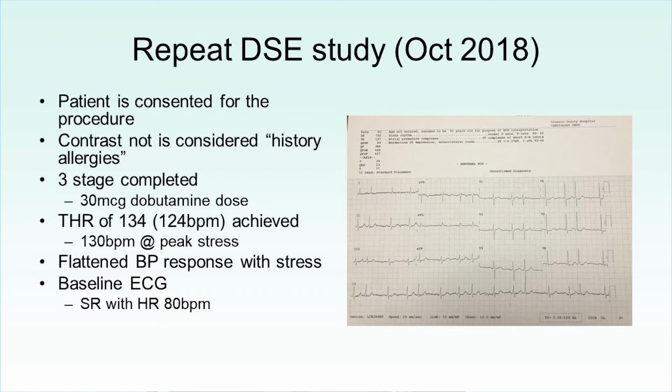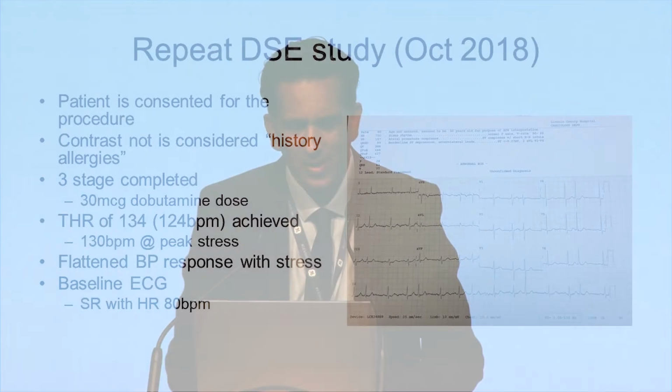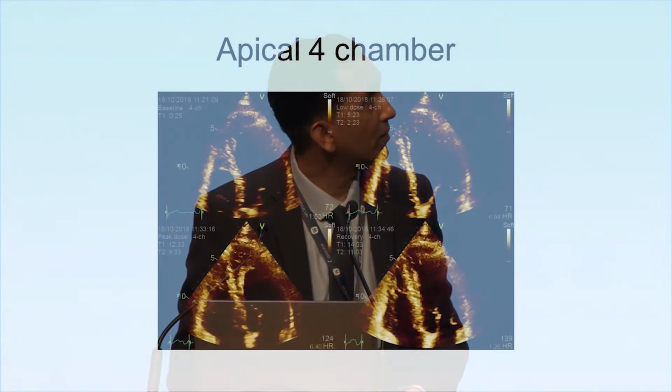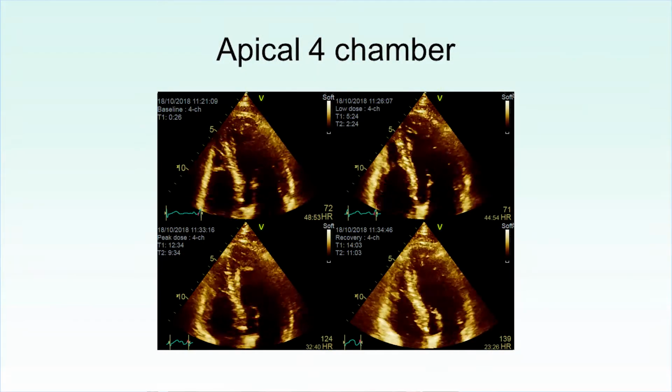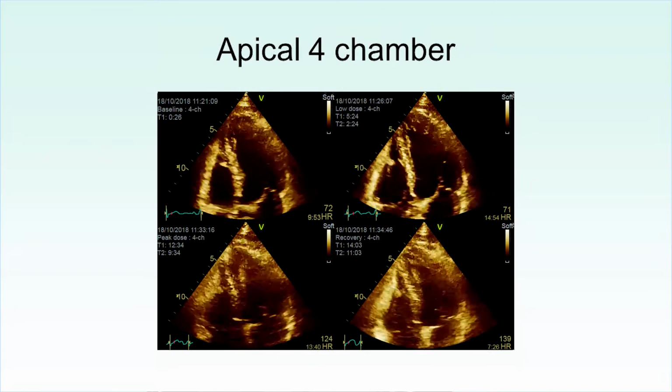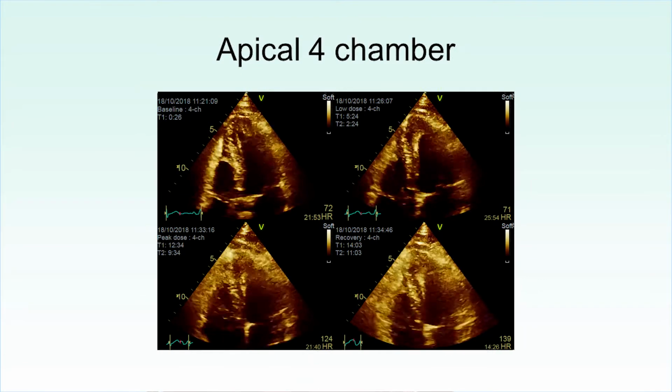So a 3-stage protocol was done, only 30 mics of dipyridamole, and a target heart rate of 134 was achieved this time. There's a flattened BP response. ECG essentially was sinus. So let's have a look at the angio. So again, if you look very carefully, slightly different in terms of setting, but again, trying to improve these images, but again, it's very difficult.